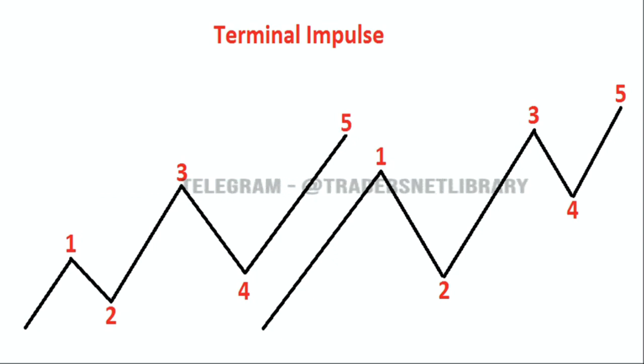Another characteristic of terminal impulse waves is that in no way should the slope of the channel be horizontal. In other words, we can only see this pattern ascending or descending.